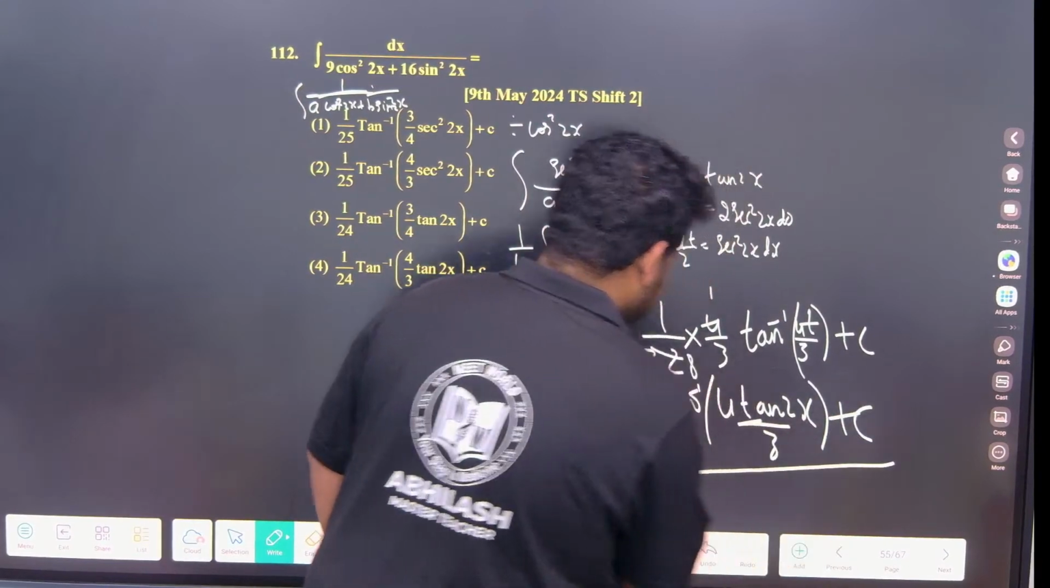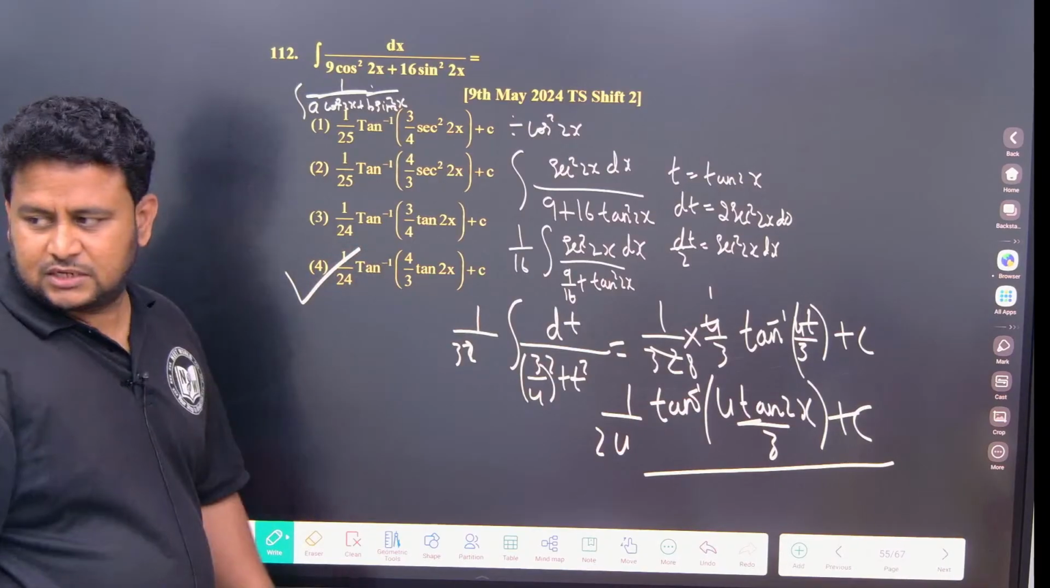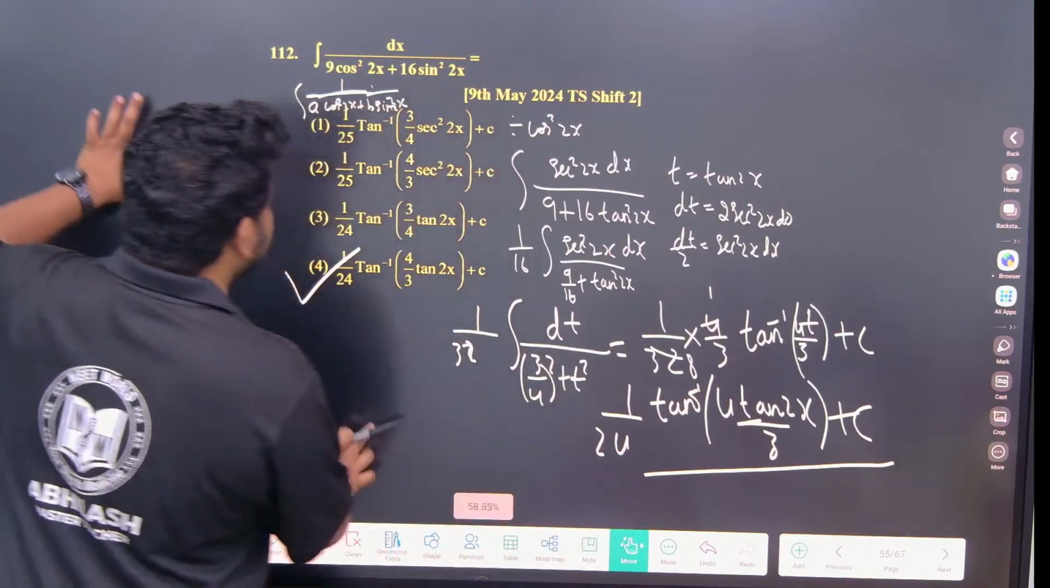Which option? Fourth option. Correct na? Fourth option is the right answer. Clear? Understood everyone? Fourth option is the right answer.